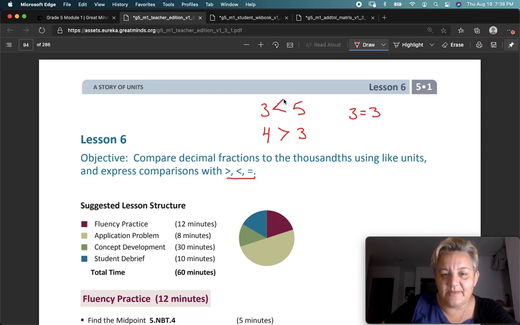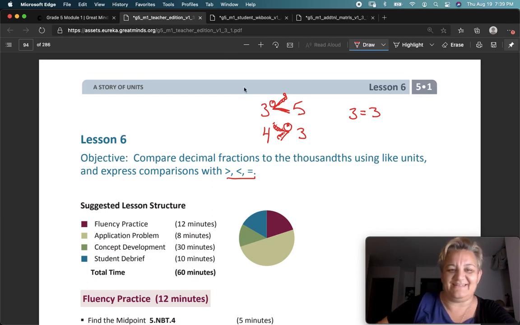If you have a hard time remembering which direction these things go, remember, and I learned this when I was a little kid, the alligator wants to eat the bigger number, okay? So the alligator right here wants to eat the bigger number. Always remember that. So 3 is less than 5. 4 is greater than 3.